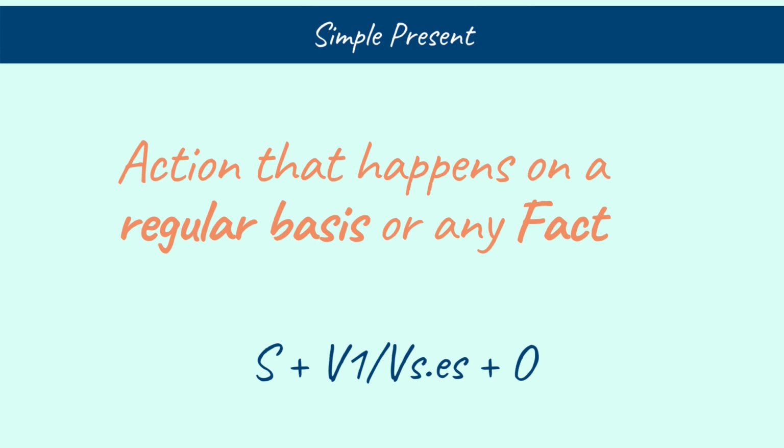What is a simple present tense? If an action happens on a regular basis and is part of the routine or any fact, then it is included in simple present tense. This tense is also called present indefinite tense. The structure of the sentence is subject plus verb's first form or verb's S/ES form plus object.